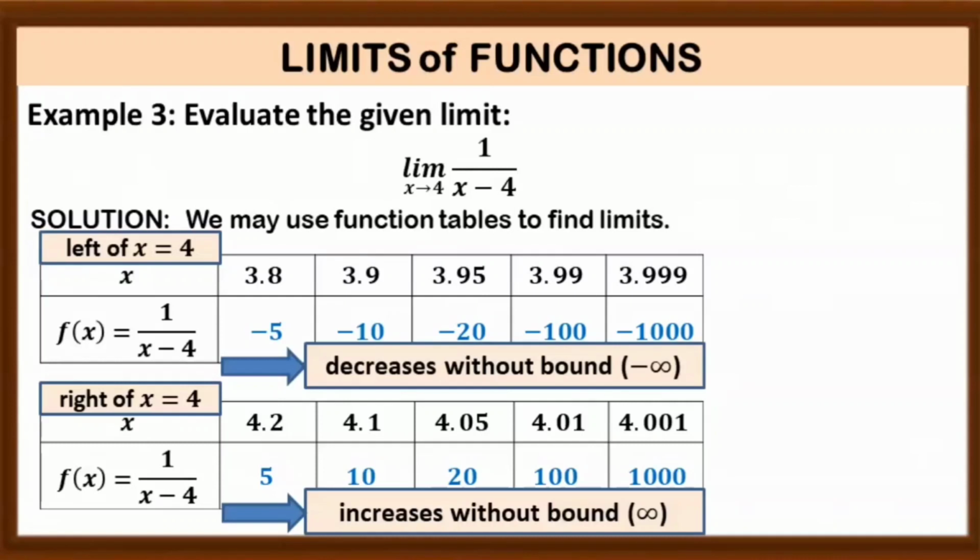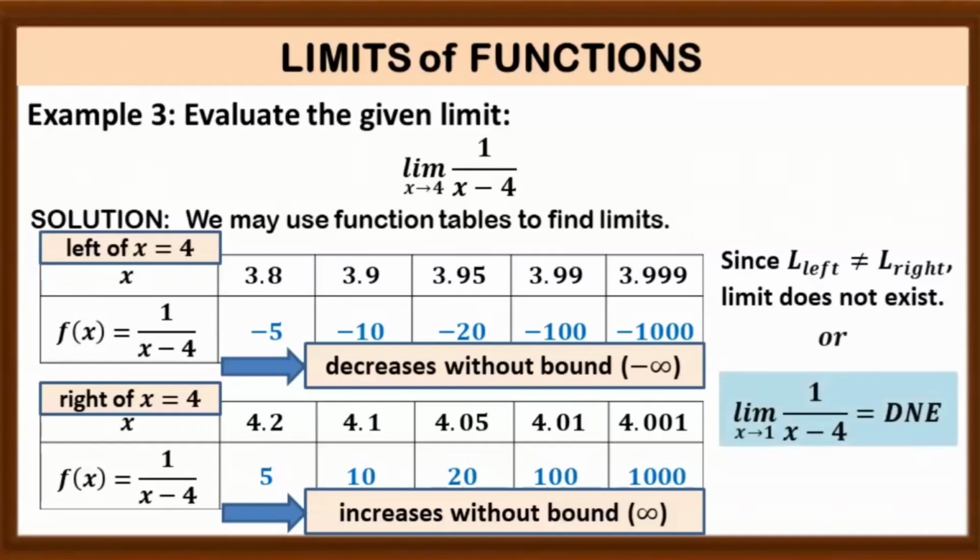Notice that the two limits from the left and from the right of 4 are not equal. So, the limit actually does not exist. Or we say that the limit of 1 all over x minus 4 as x approaches 4 does not exist. These types of limits will be discussed thoroughly in our next tutorials.